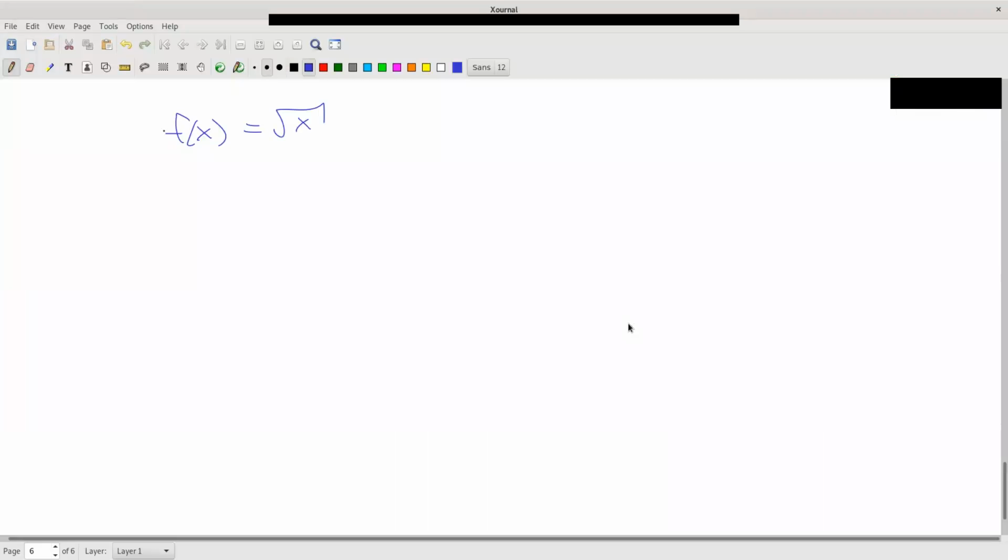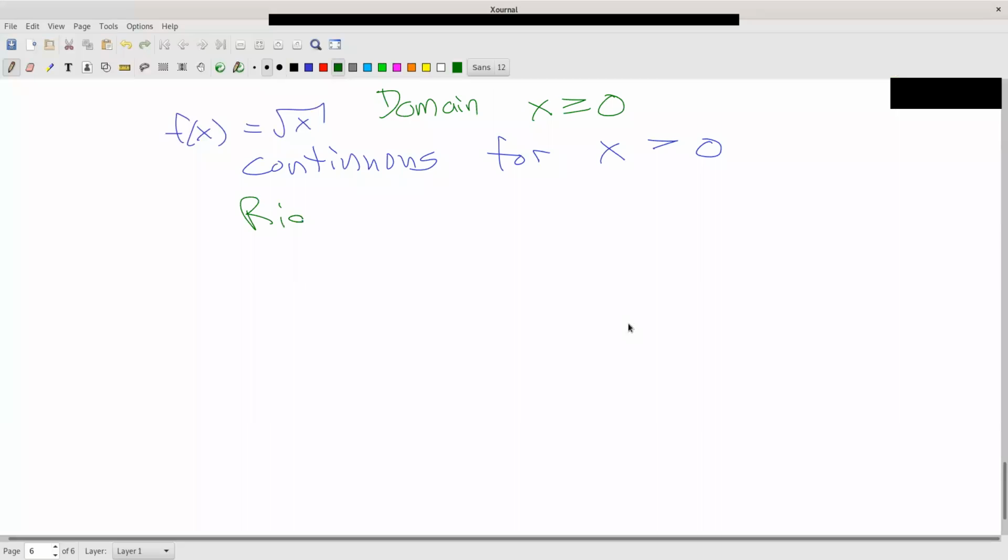So this function here is continuous for x greater than 0. The domain of this sucker, however, is x greater than or equal to 0, but I can't say it's continuous at 0 because continuous implies it's continuous on the left and the right, has a limit on the left and the right, and there's nothing going on to the left here. So it's what we call right continuous.